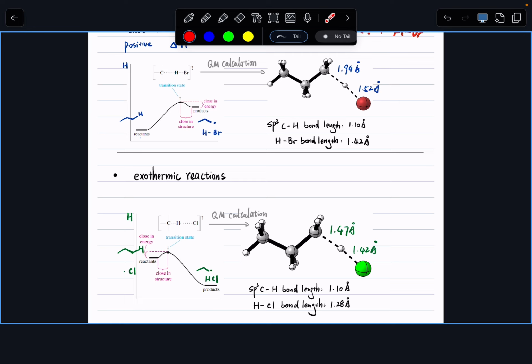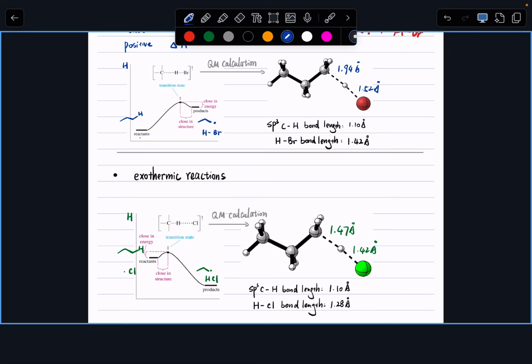What do we have? First thing is we see the carbon-hydrogen bond in the bromination transition state is considerably longer compared to the carbon-hydrogen bond in my chlorination transition state. The hydrogen-bromine bond is only about 0.1 angstrom different from the ground state HBr. Alternatively, this 1.42 is more than 0.14 angstrom different from the bond length in the HCl ground state. So it's safe to make the conclusion, right?